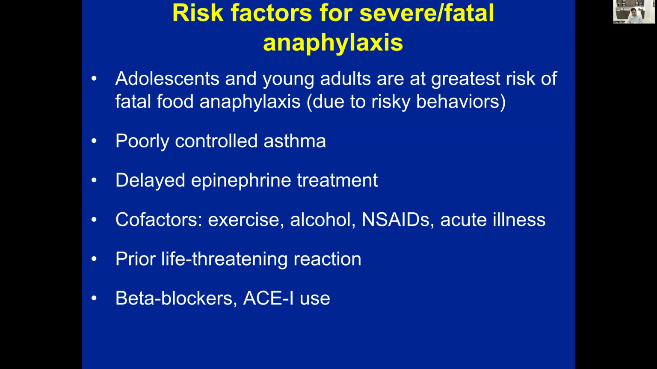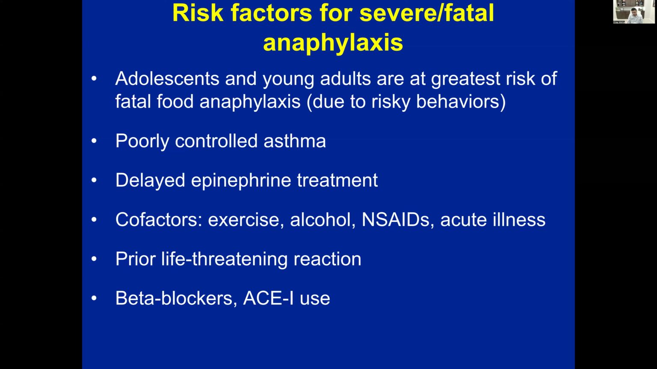And again, there are many theories about how this works. I'm not sure anyone truly knows, but it is a cofactor. And so it's something that you want to ask about. And it's more important when you do OIT, oral immunotherapy, where you tell patients not to exercise for 2 hours after they dose.